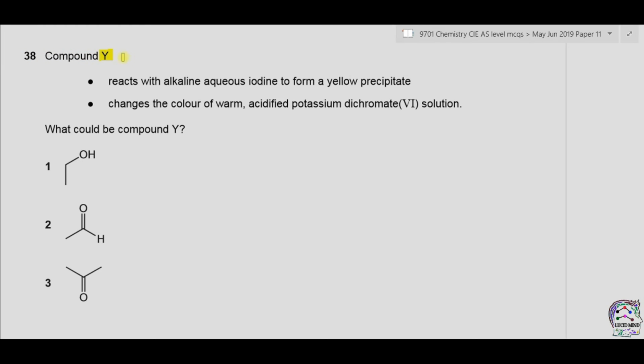Question 38. Compound Y reacts with alkaline aqueous iodine to form a yellow precipitate. It also changes the color of warm acidified potassium dichromate(VI) solution. From the first reaction we can infer that compound Y contains CH3C=O or CH3CH(OH), because only these groups, if present in a compound, will give a positive result with alkaline aqueous iodine. From the second observation we can infer that this compound can be further oxidized.